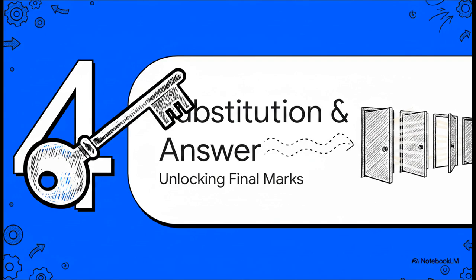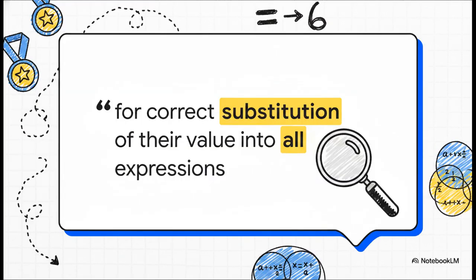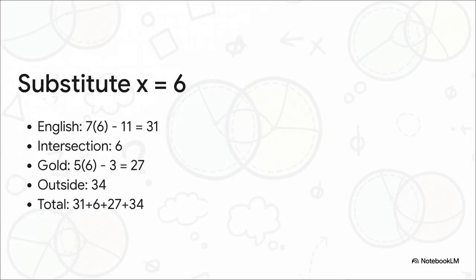All right, the final stretch, section 4, substitution and the final answer. Let's update that checklist. We've got 2 P1 marks firmly in the bag. We are literally 2 steps away from acing this entire thing. For this third mark, the mark scheme explicitly asks for correct substitution of their value into all expressions. Now listen, a really common trap here is to just plug x into one or two parts of the diagram and think you're done. But the question asks for the total number of metals in Vicky's entire collection. That means we have to plug our brand new x equals 6 into every single region of that Venn diagram, the whole shebang. Let's break this down systematically so we don't leave a single metal behind.